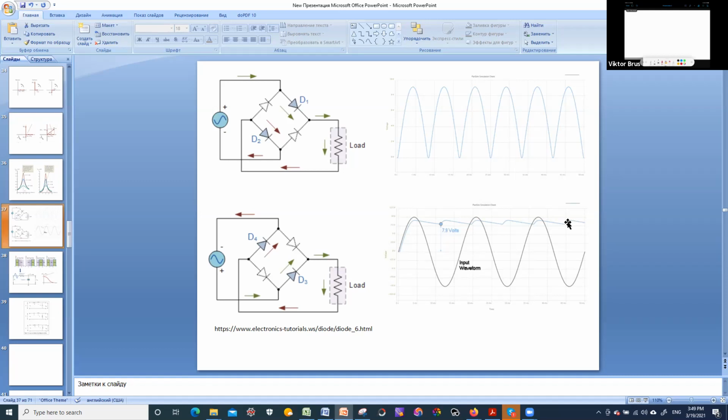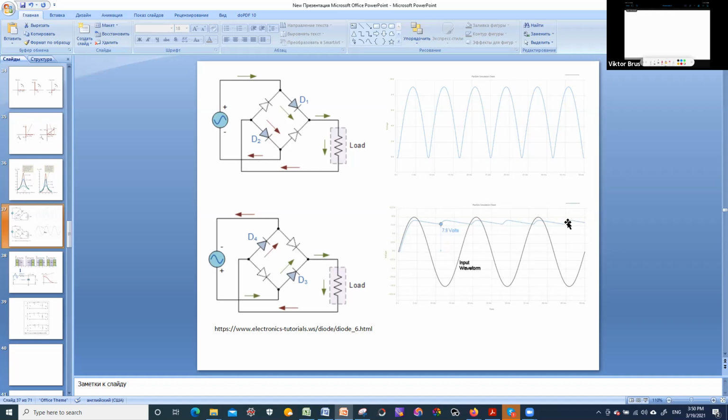which is already applicable for powering different electronic devices, and it can be smoothed quite a lot. So it's not exactly such a DC current which we can get from a battery. However, it's quite close and definitely can work with electronic devices.